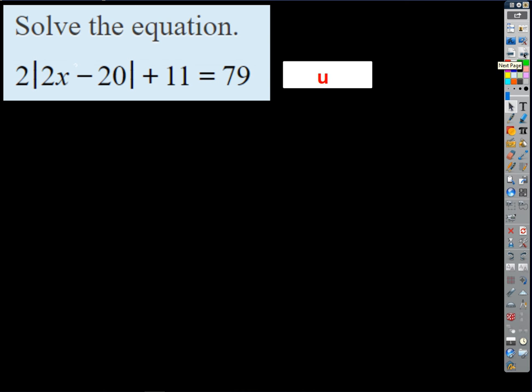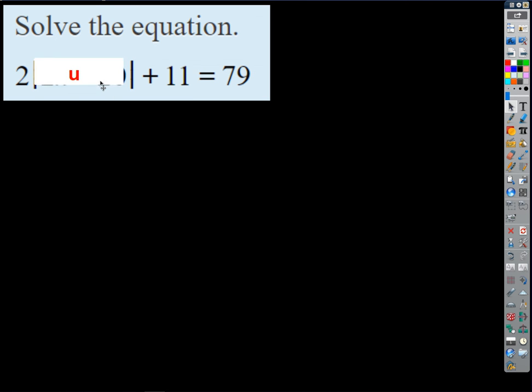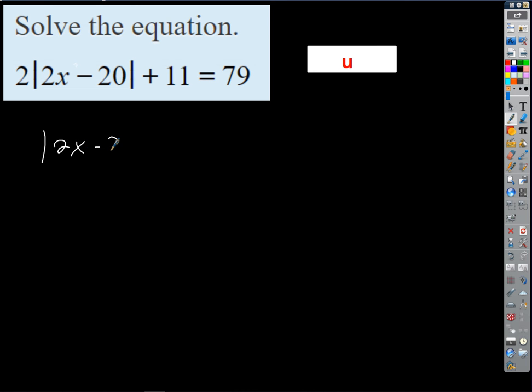Okay, let's take a look here. So, what are we going to do first? Subtract 11. So we're isolating the absolute value, and we can forget about that stuff for now, right? What are the two steps in order to get the absolute value by itself? Subtract 11 and divide by 2. Okay, good. So if we do that, won't we get the absolute value of 2x minus 20 equals what? 68, right? Divided by 2, so 34. Everybody agree? Now what?